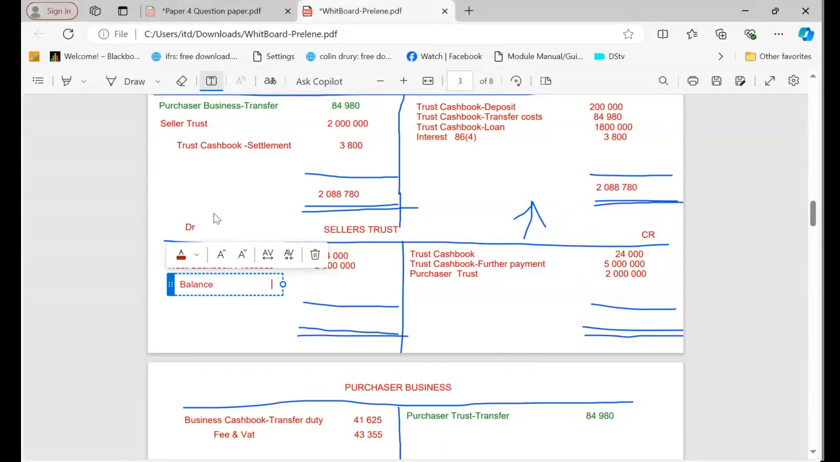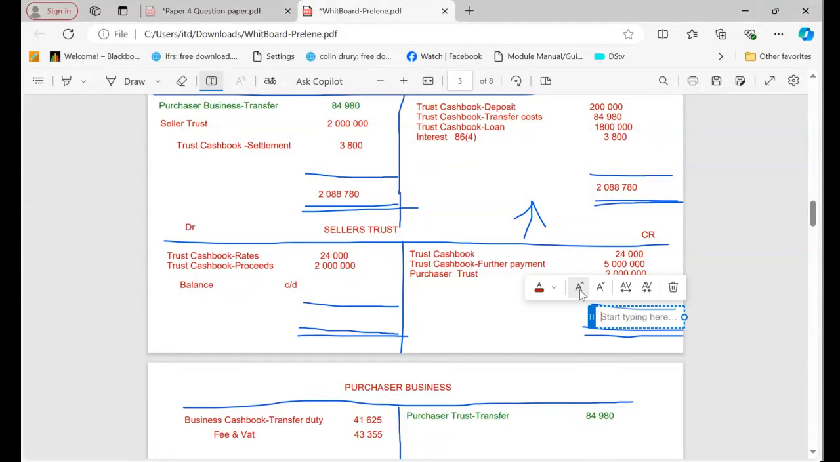Balance carried down. I don't know if it makes sense. Okay, so meaning we must add this: the 5 million plus 2 million is 7 million, eh? And something. 7 million and 24,000. Is it like this?